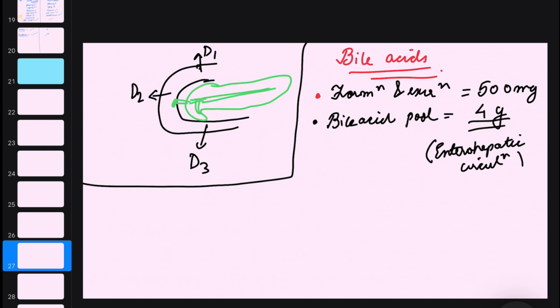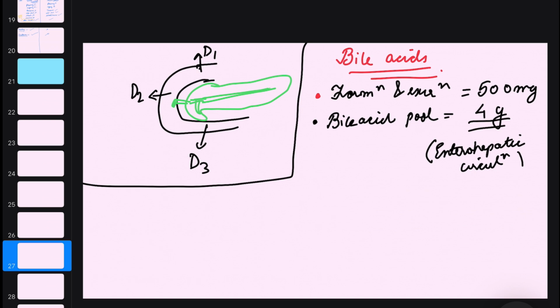So by enterohepatic circulation, the bile acid which I was secreting, which was helping in my micelle formation, after all that occurs, when it is being deconjugated, it is being broken down, it is again coming back to my liver, and then I'm again secreting that, and it's again coming back. This is enterohepatic circulation. We'll get into it in a little bit more detail, don't worry. Now, what exactly is the enterohepatic circulation? So for that, let's talk about the entire bile acid circulation.